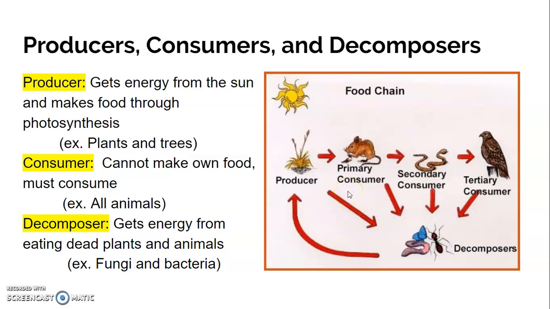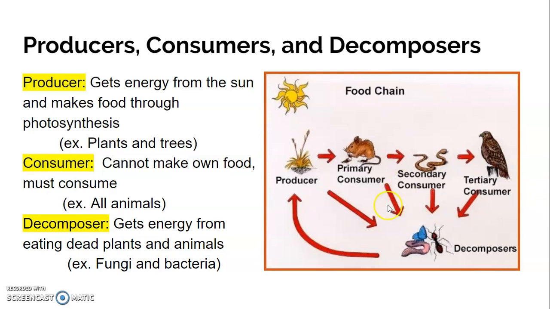We also talked about producers, consumers, and decomposers. A producer gets its energy from the sun, and it makes food through photosynthesis, for example, plants and trees. Consumers cannot make their own food. They have to consume, for example, all animals or humans. And then finally, decomposers get their energy from eating dead plants and animals like fungi and bacteria.